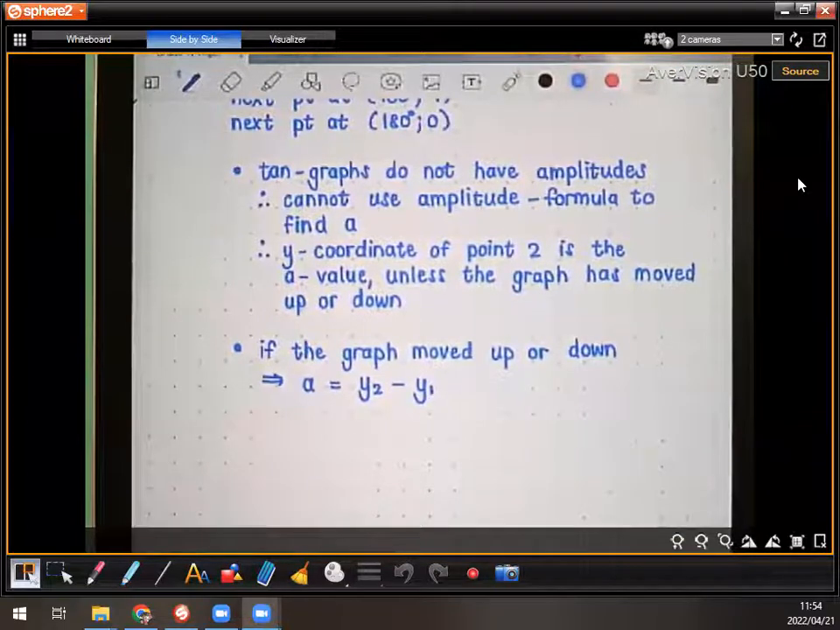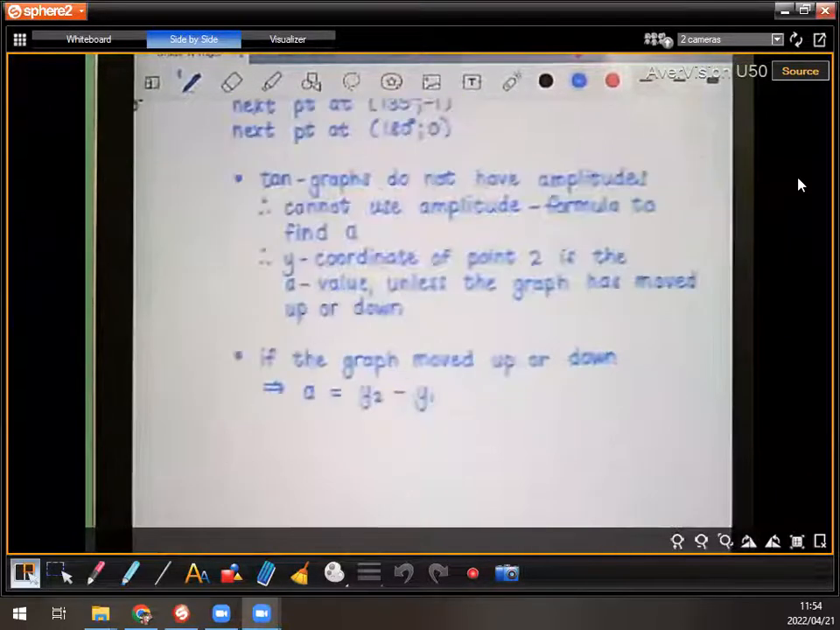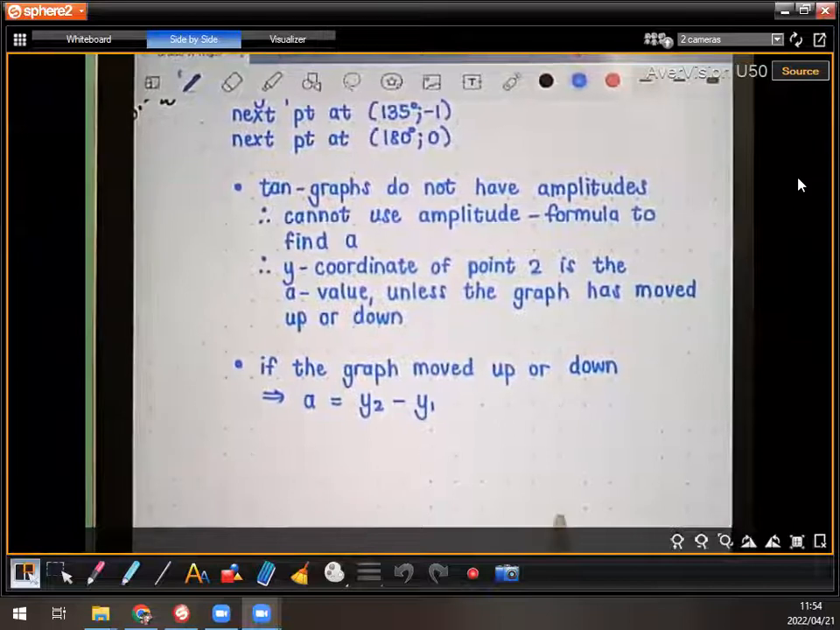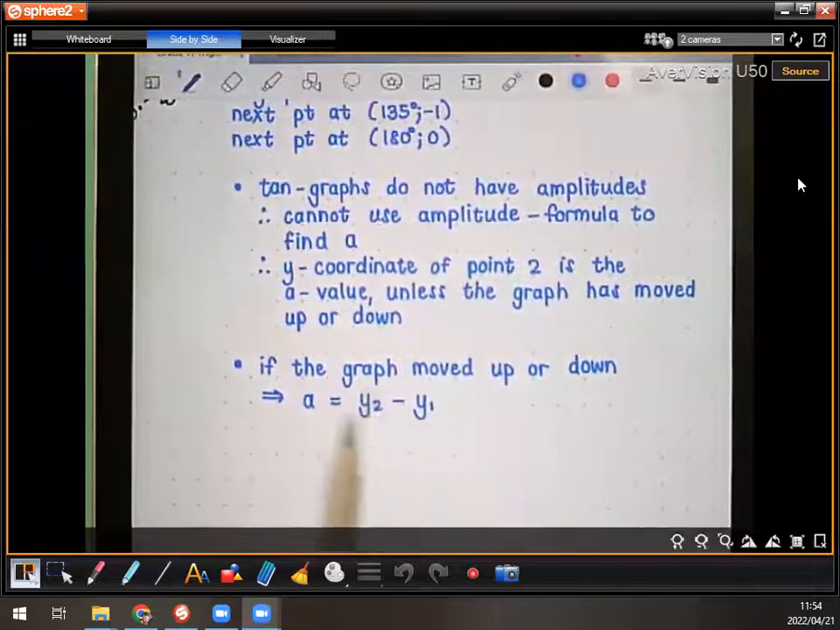We'll do examples and then we'll apply all of these things. But guys, you can use this always actually. If you don't want to look at the y coordinate, you can always do this. So the A value for a tan graph will always be the y value of point 2 minus the y value of point 1. That's always. All right, so we've spoken about A. Now, A can sometimes be negative as well, but if you use this formula, you will always get that. And if your 45-degree point is at -1, then your A value is -1.